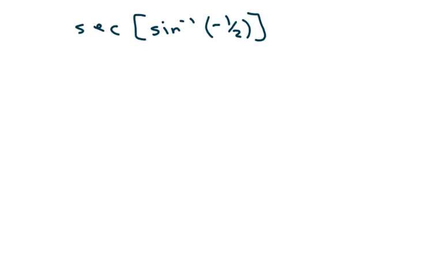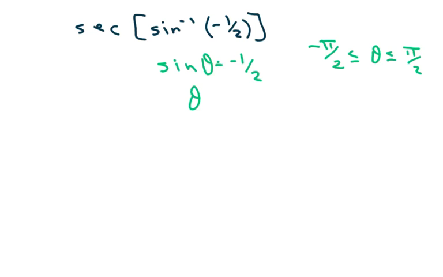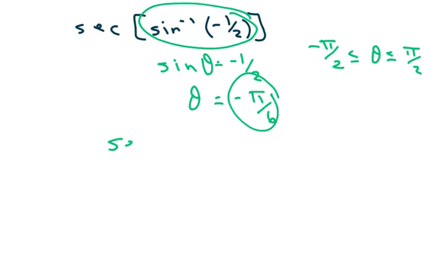This is almost the same thing. We have sine of theta equals negative 1/2, where our restrictions are in between negative pi over 2 and pi over 2. So my angle is going to be negative pi over 6. So then you just plug this in, because that's what this equals. So secant of negative pi over 6 equals 2 square root of 3 over 3.